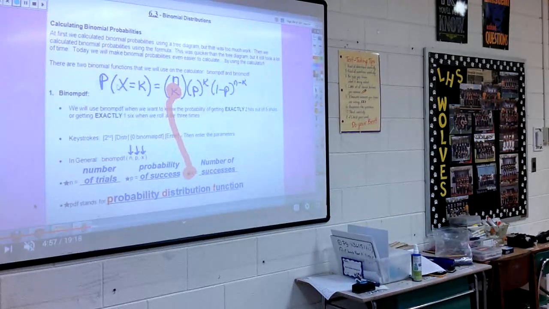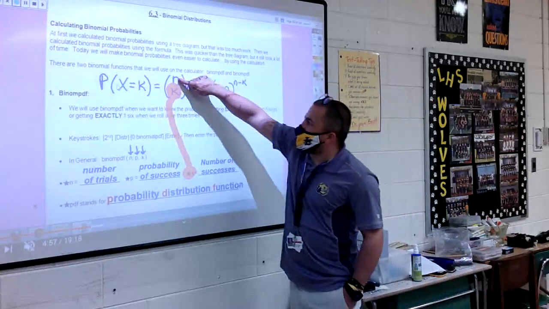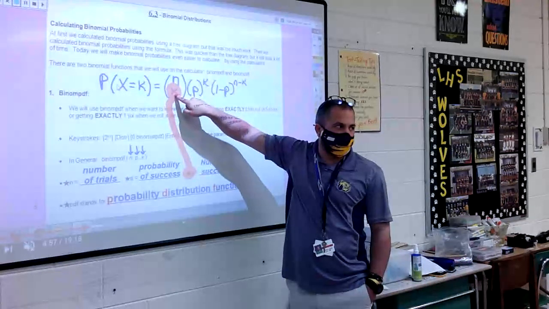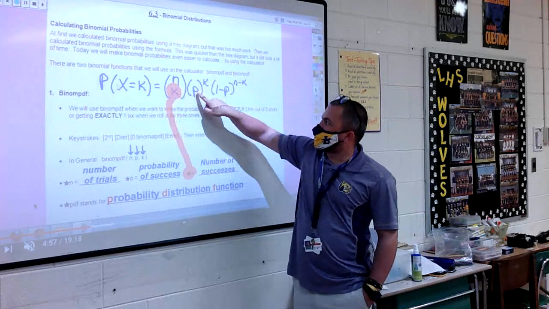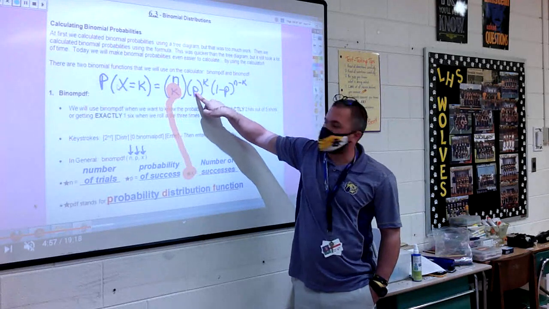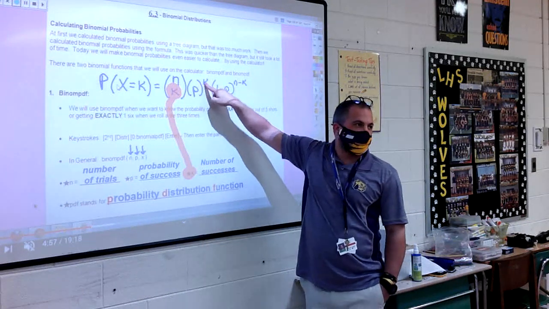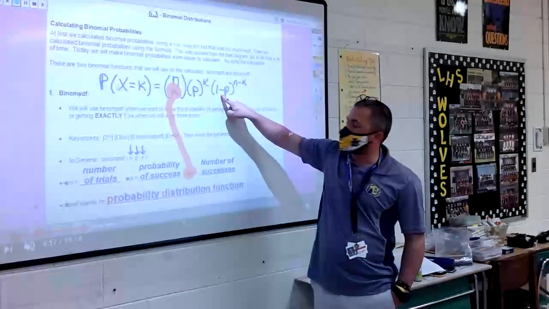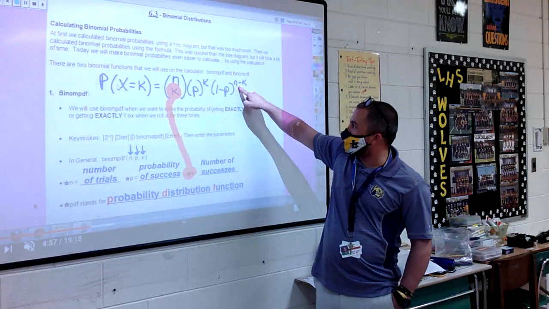The probability that X equals K. K is going to be the number of successes. So you have how many trials there are, that's N. How many successes there are is K. The probability of success is here, and it goes to the power of however many successes you had. The probability of failure goes here, and it goes to the power of how many failures you have.